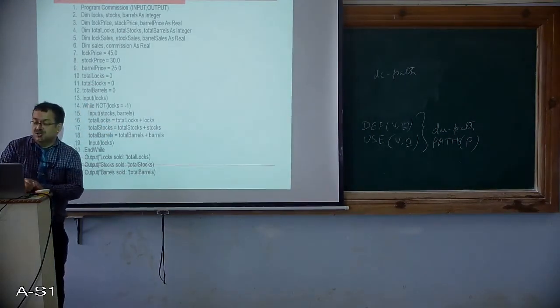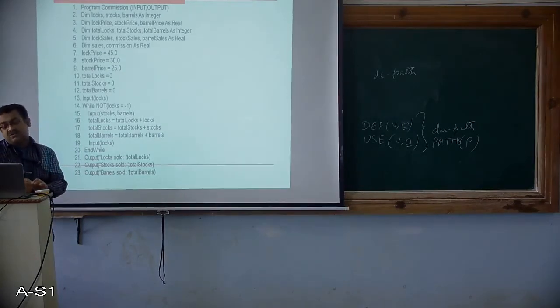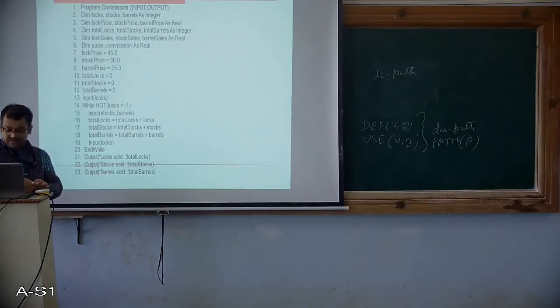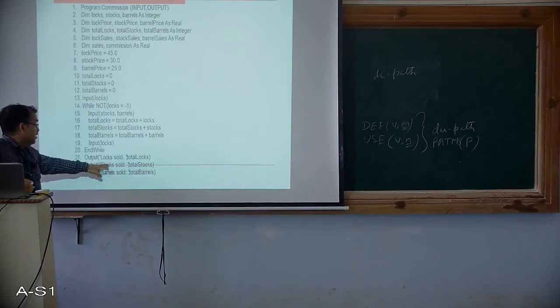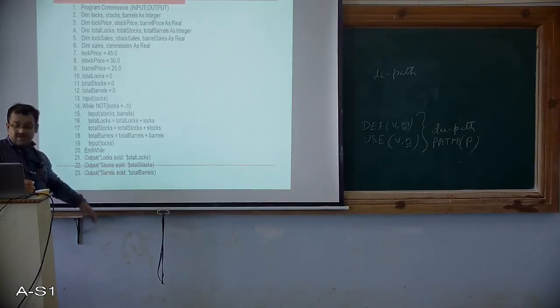For every logs, it adds to the total. So total logs will go on increasing. Similarly, total stocks and total barrels will also go on increasing. Depending on all the logs, it keeps increasing three different values: total logs, total stocks, total barrels. Then the output for each salesperson is given by the output statement here: the logs sold, total logs, stocks sold, total stocks, barrels sold, total barrels.